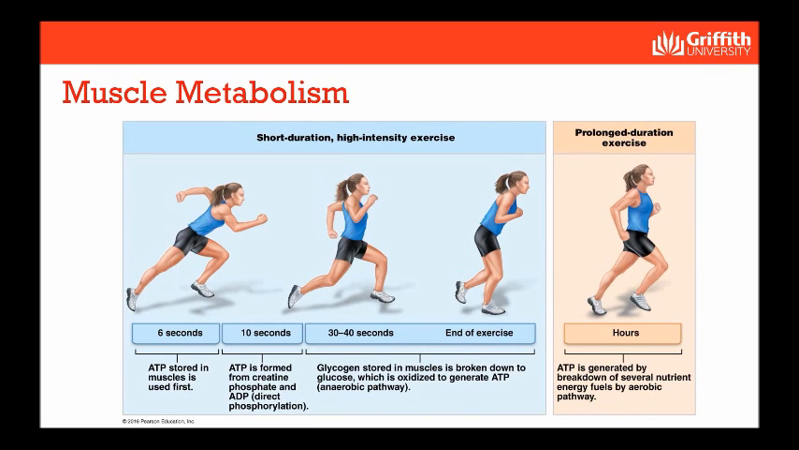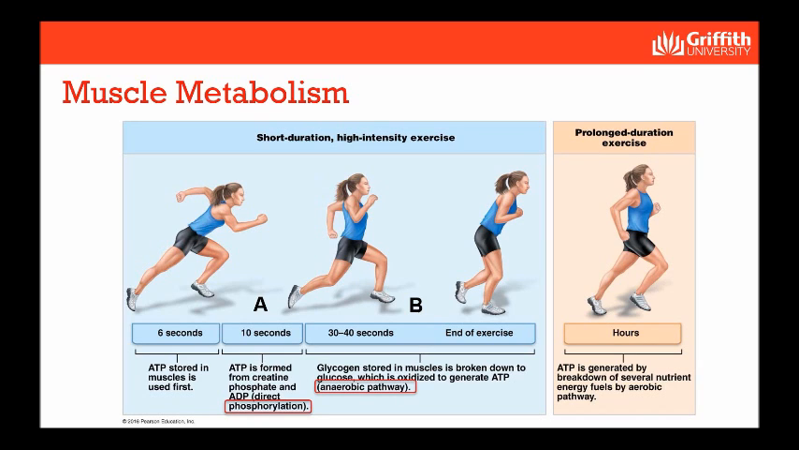This slide gives a nice revision of these 3 processes utilized for creating energy for muscle contraction. The first few seconds of vigorous exercise, for example, during a sprint, utilizes the stored ATP molecules within the muscle. Beyond this, for up to 10 seconds of exercise, ATP is formed from creatine phosphate and ADP in the process of direct phosphorylation.